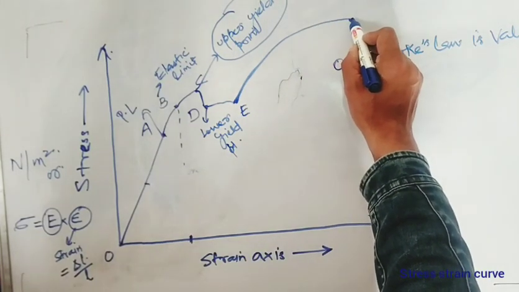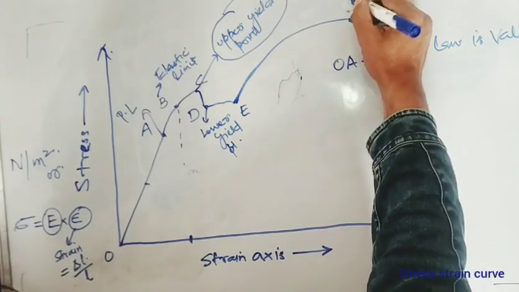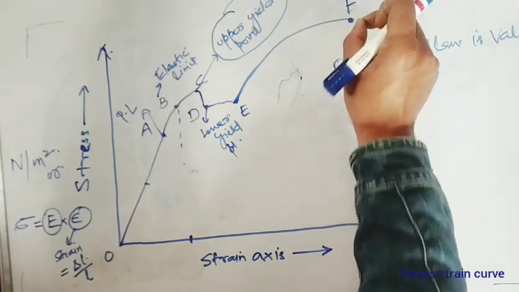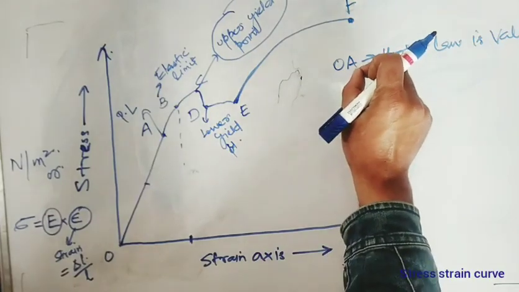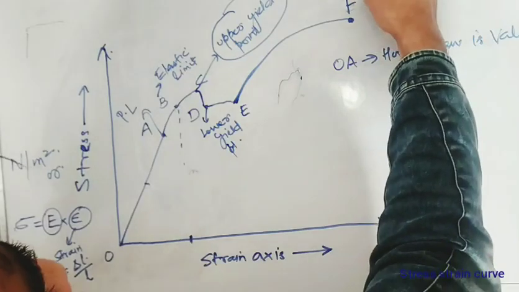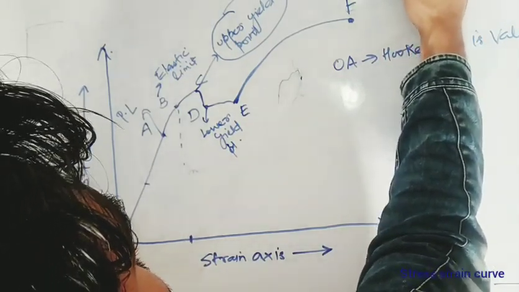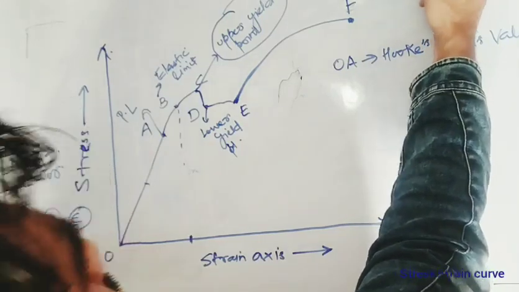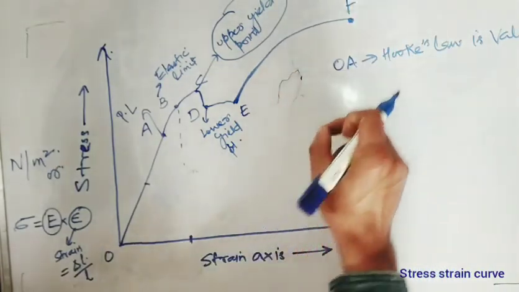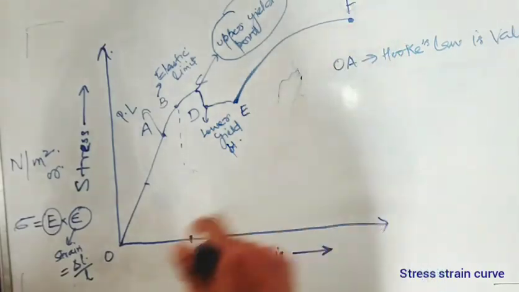And you'll get a point over here, this F point, where you have the maximum strength, and you call it ultimate stress point. You call it ultimate. This is the point where your specimen has the highest strength. It can resist highest load. So you have to see the behavior.